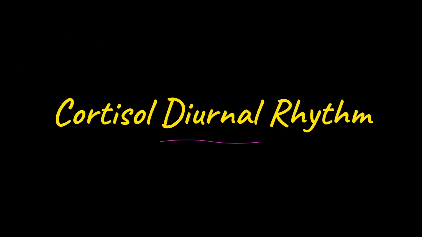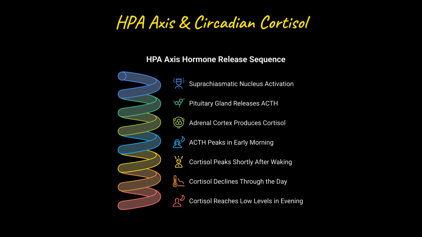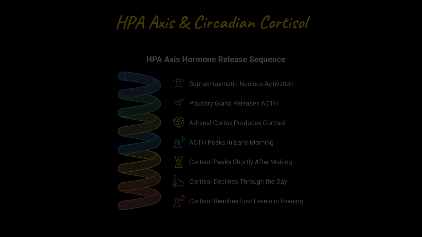Cortisol secretion follows a predictable daily rhythm driven by the hypothalamic pituitary adrenal axis. Understanding this rhythm is essential for interpreting a single plasma cortisol result correctly. The suprachiasmatic nucleus signals the pituitary to release ACTH in pulses that peak in the early morning. The adrenal cortex responds with cortisol production that follows the same arc, rising sharply after waking, then declining steadily, reaching roughly half the morning value by late evening.